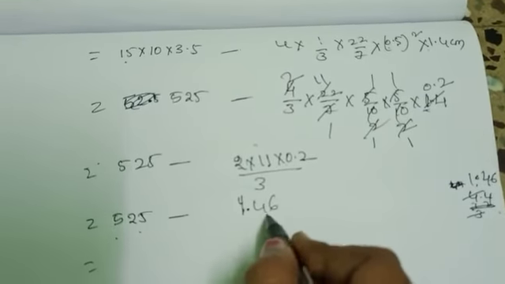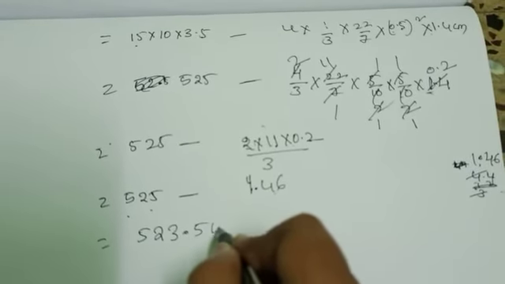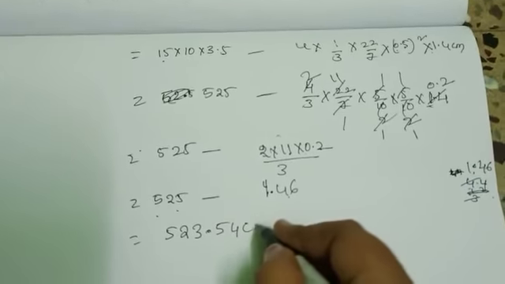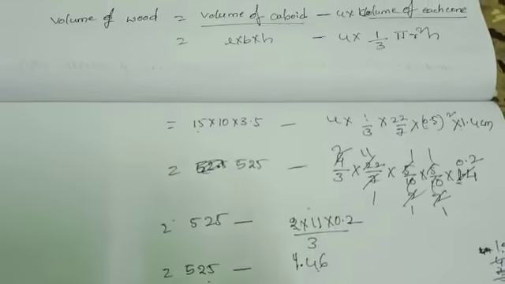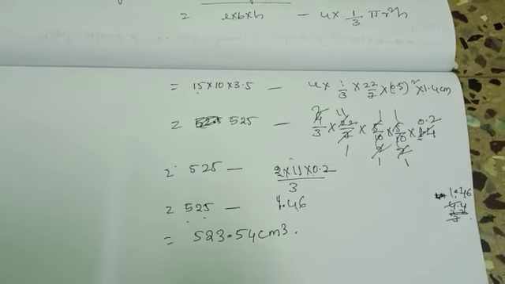525 minus 1.46 equals 523.54 centimeter cube. Therefore, the volume of the wood equals 523.54 centimeter cube.